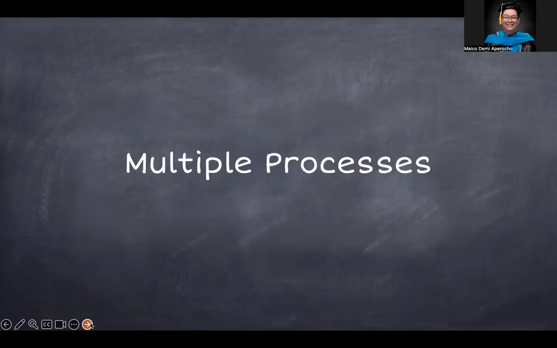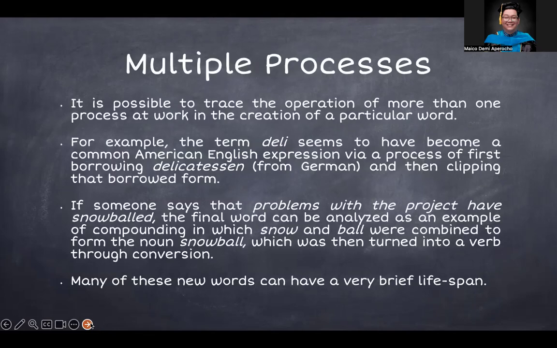It's also possible that in the English language, there could be multiple processes. For example, the term deli, which seems to have become a common American English expression via a process of, first, we borrow it from the word delicatessen, which is German. So originally, it's not from the English language, it's German. Now, by etymology, we borrowed it. So that's the first morphological process. Then followed by the second morphological process, which is clipping, when we say deli instead of saying delicatessen.